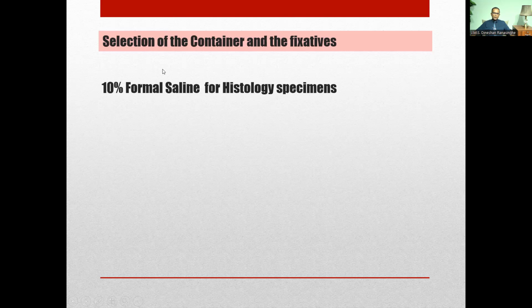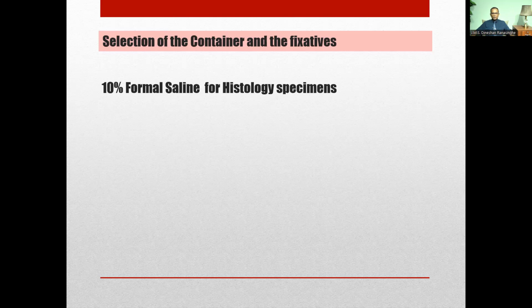So usually the formal saline solution is prepared in the lab and provided for the clinician. It may be available in the theater, where the theater sister is responsible for the process, and it may be available in your ward setup. So 10% formal saline is what we need for histology specimens. The other thing I have to stress is that this should be sent in a proper container.